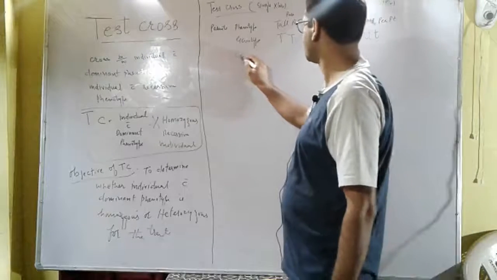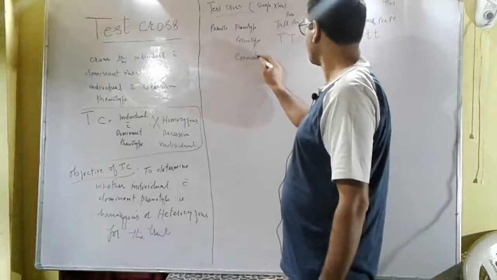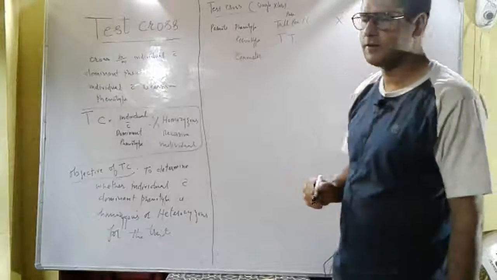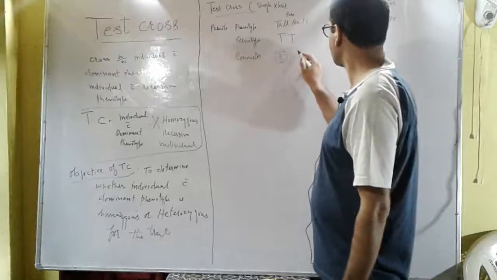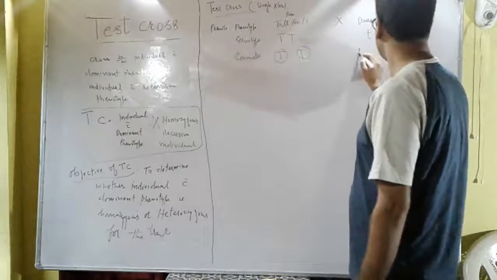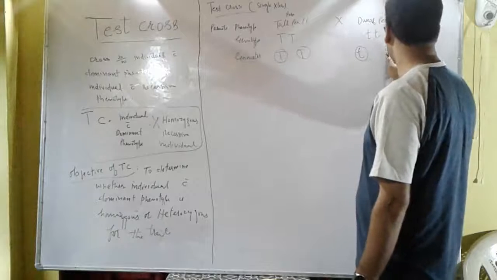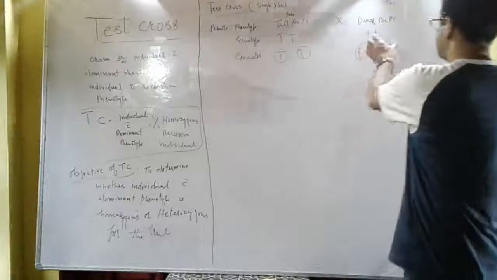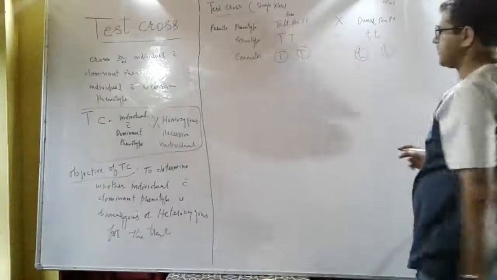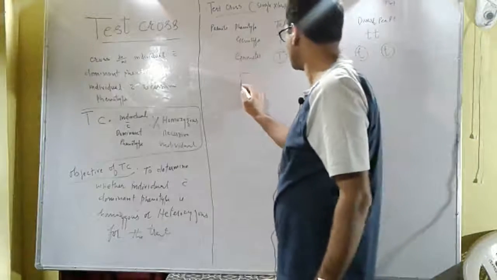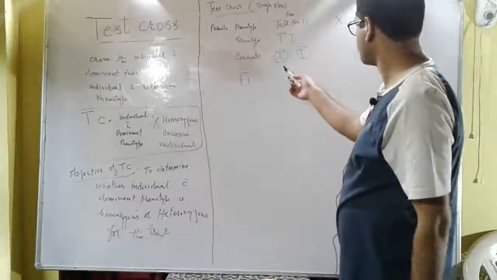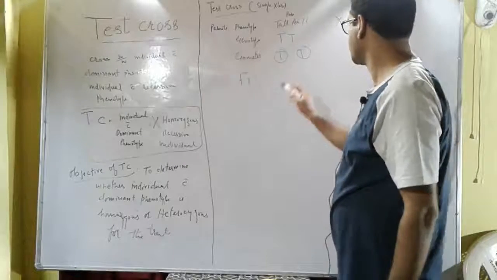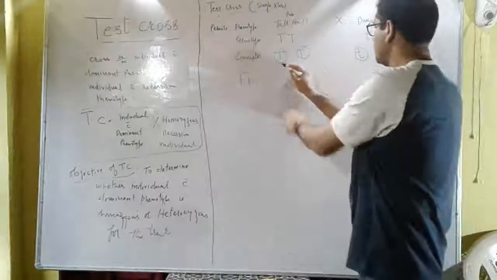Then gametes. Law of segregation will operate here. Two alleles of a gene will separate. This is one gamete, this is another gamete. In case of dwarf pea plant, this is one gamete, this is another gamete. Then what is the F1 generation? F1 generation is the first filial generation.